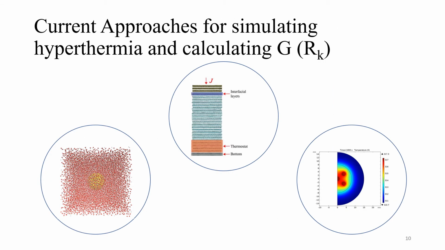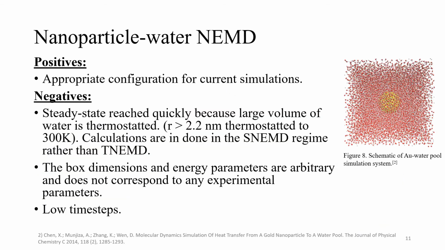The second approach has configurations that are closest to our simulation. We have a nanoparticle and water surrounding it. Heat is constantly put in the system, so the configuration is appropriate for our simulation. But the problem in most of the papers that I've read is they have heavy thermostating, so they thermostat large portions of water around the nanoparticle, they reach steady state really easily, and they calculate thermal conductance in this steady state, which is easier to calculate.